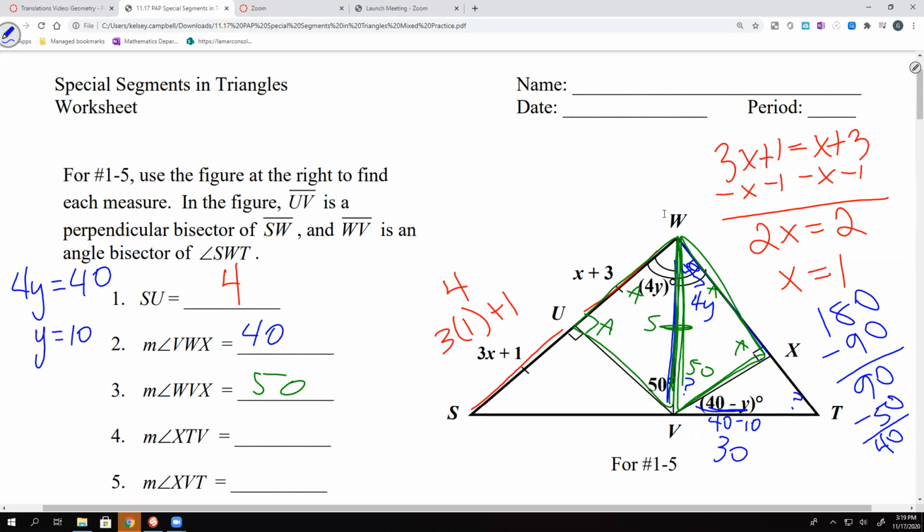so XVT is 30. And then now we need our last one, XTV, this guy. When you see this is 90 over here, this is also 90. So 90, 30, that's 120. 180 minus 120, you get 60.